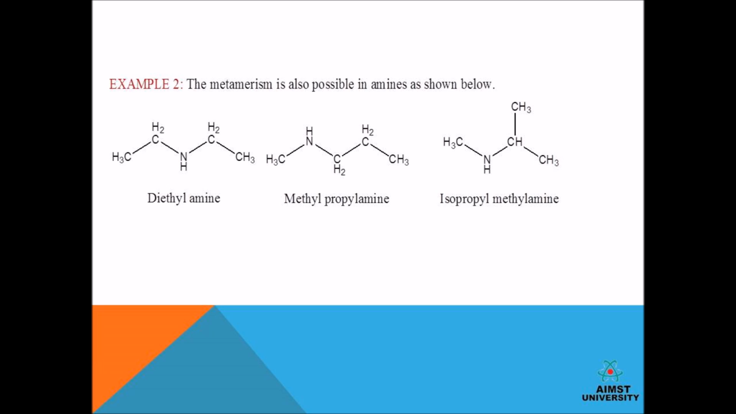Metamerism is also possible in amines. Now we can see the second example, amines exhibiting metamerism. There are three amines: diethyl amine, methyl propyl amine, isopropyl methyl amine. These three are good examples of metamerism. Here we can see there is an unequal distribution of carbon atoms on either side of the amine functional group.